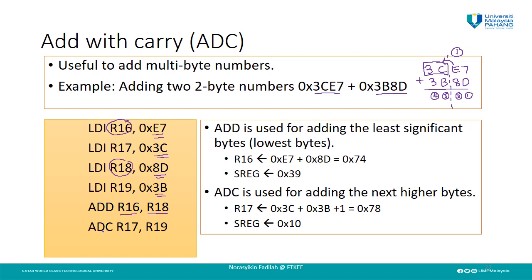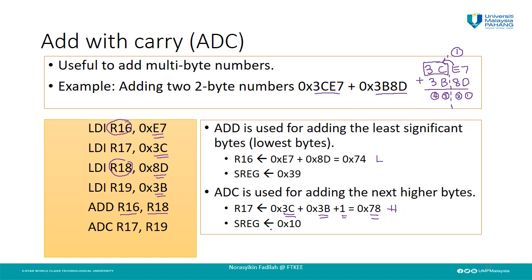So when we add with carry, the value of the higher byte will be added, 3C plus 3B and carry. Since there is a carry from this add operation, that's why we add with 1. So the result will be stored inside R17. So now we can see that the result of the higher byte is at R17, and the result of the lower byte is at R16.